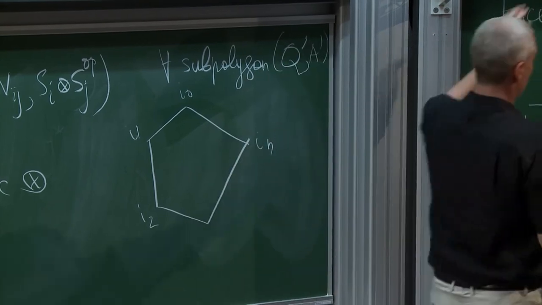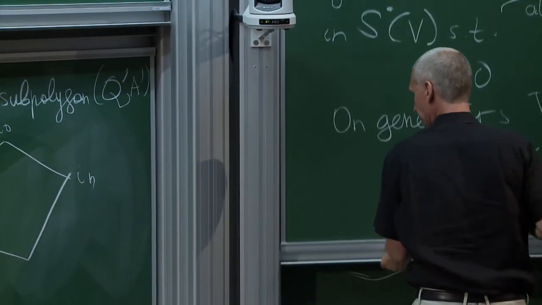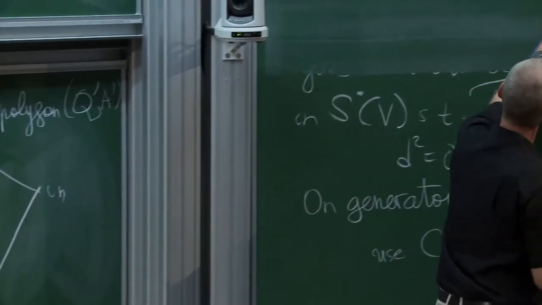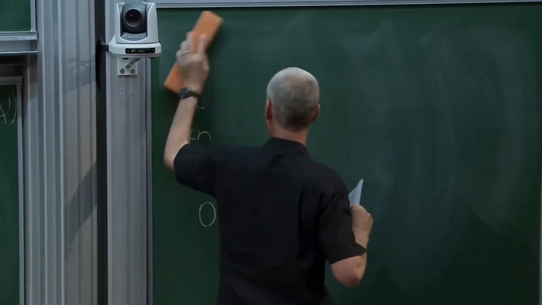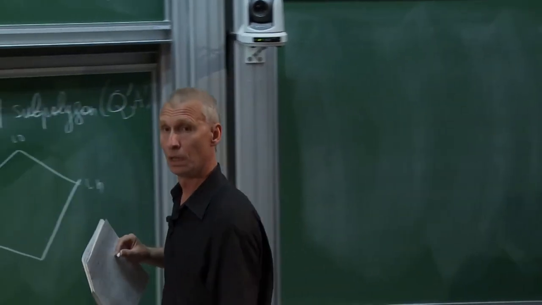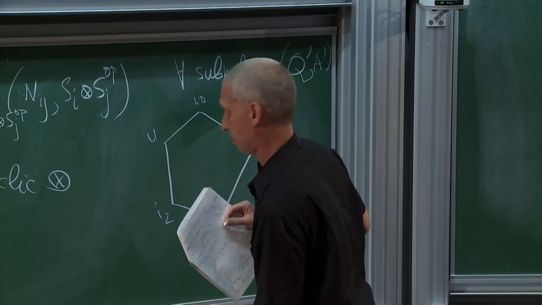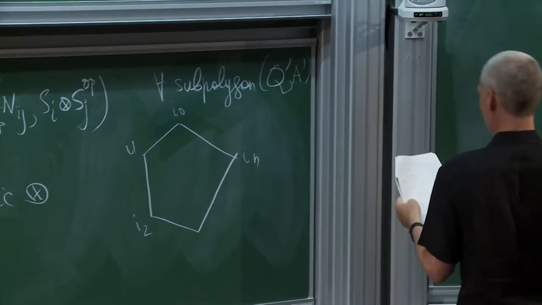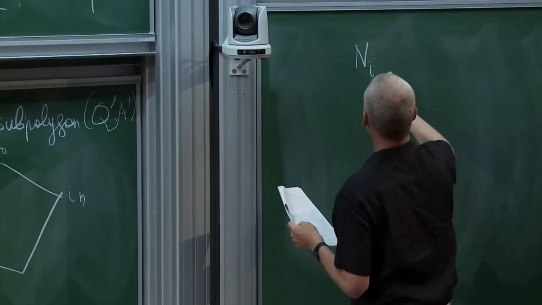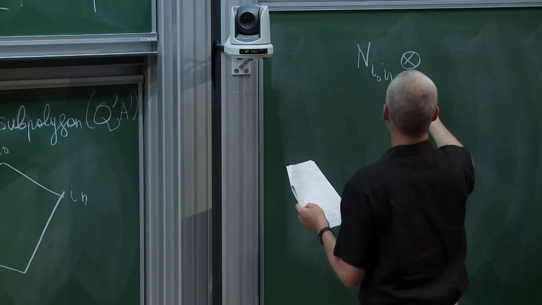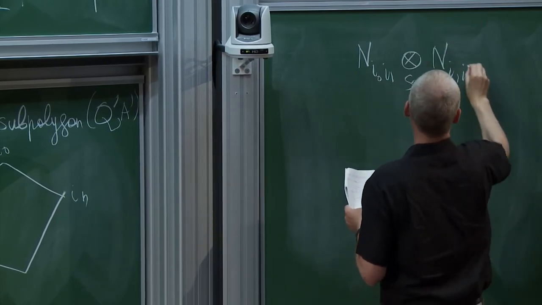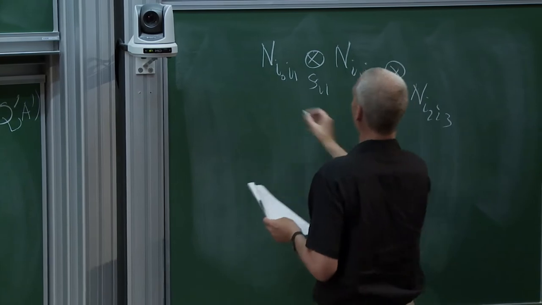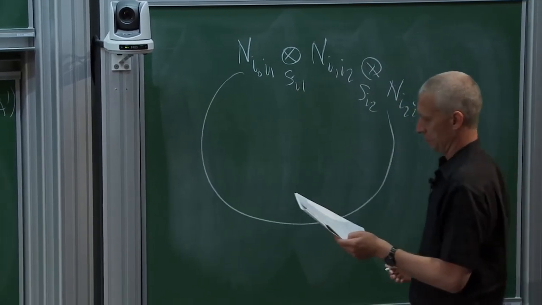So let me draw this picture here. The cyclic tensor product. If they were alternating, then you don't need self-duality. Yes, so this is set up in a symmetric way. So we just write N_I0I1 tensor over S_I1 N_I1I2, tensor over S_I2 N_I2I3. And in principle, we can go all the way around.